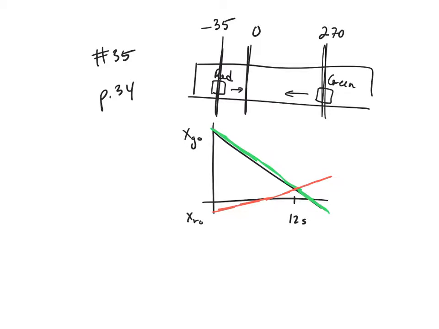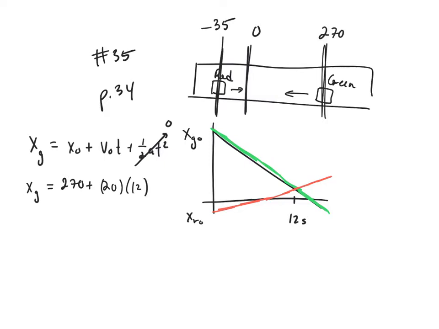Let's write the position function for the green car. The position function for the green car is going to be xg equals x0 plus v0t plus 1/2 at squared, but we're told that the green car has a constant speed. So what do I drop off? If a whole term drops off, a term being separated by a plus or a minus sign, I do that all the time. The position of the green car equals the position of the red. The initial position, oops, sorry, is 270. Its velocity is 20. And they collide after 12 seconds. So you're going to be able to figure out the position of the green car already, just by doing the math.